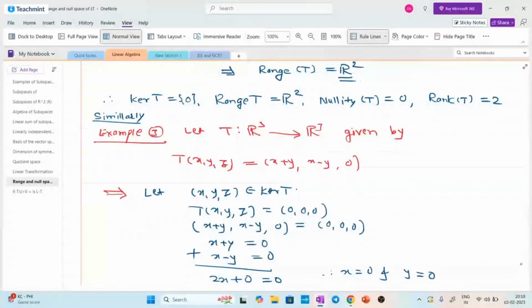In example number 3, T is from R3 to R3 given by T of x, y, z is equal to x plus y, comma x minus y, comma 0. Then we can find out the range of T, kernel of T, rank of T, nullity of T. Domain is R3, codomain is R3, and it is defined as T of x, y, z equal to x plus y, comma x minus y, comma 0.